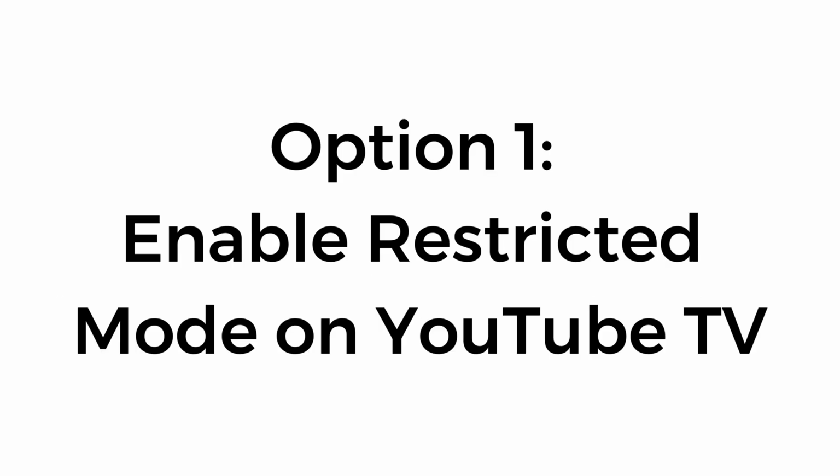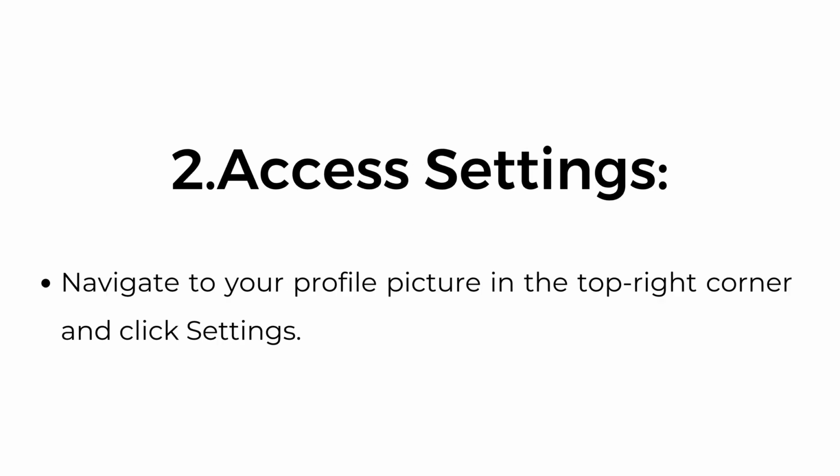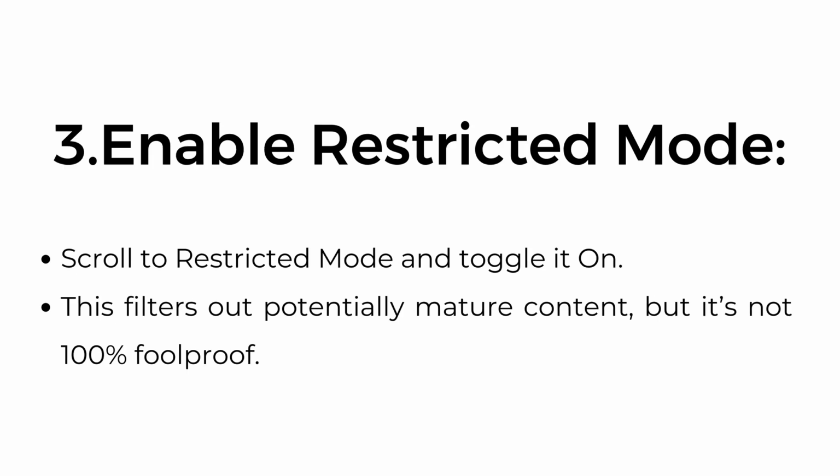Follow these steps. Option 1. Enable restricted mode on YouTube TV. Open YouTube TV. Launch the YouTube TV app on your smart TV, mobile device, or computer. Access settings. Navigate to your profile picture in the top right corner and click Settings. Enable restricted mode. Scroll to restricted mode and toggle it on. This filters out potentially mature content, but it's not 100% foolproof.